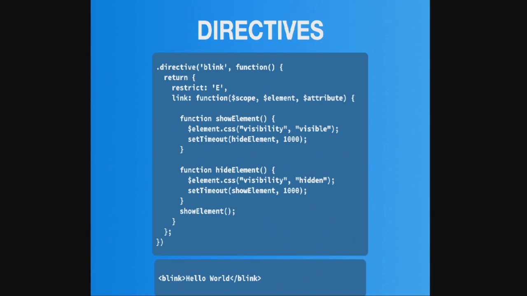So we're going to create this thing down at the bottom called the blank tag from Web 1.0, because I like it. We want it, and it's going to return some stuff. So we wanted to restrict it to being just an element, and then we want to start giving it some functionality. So we can use this link function right here and actually set up a show element function and then a hide element function, which is just going to show and hide the element and then call the next one. So we get this nice kind of loop of showing, hiding every second. And that's how you would use it down there at the bottom.